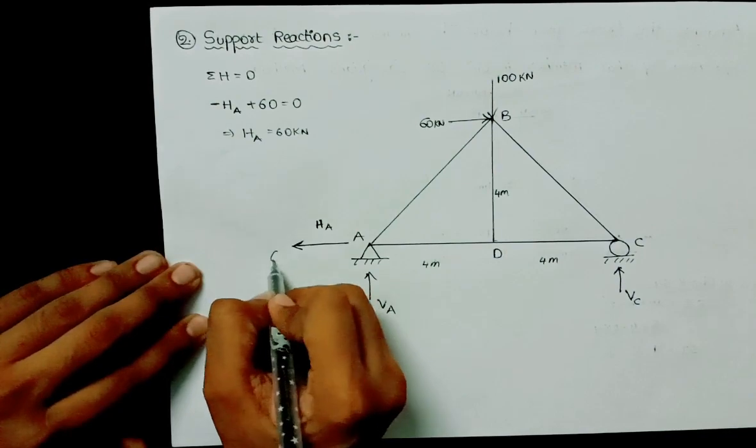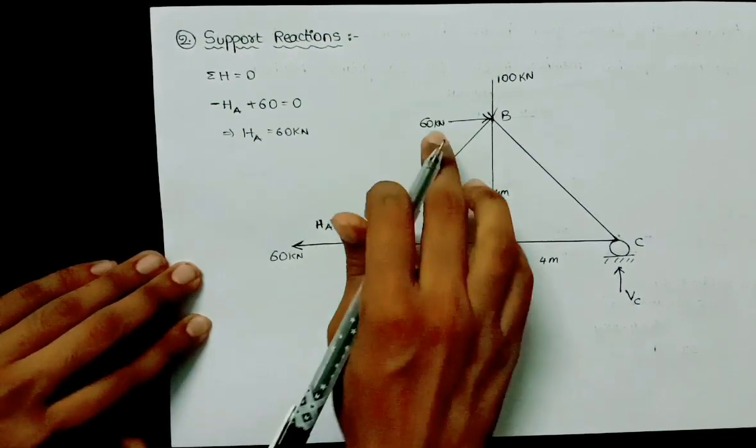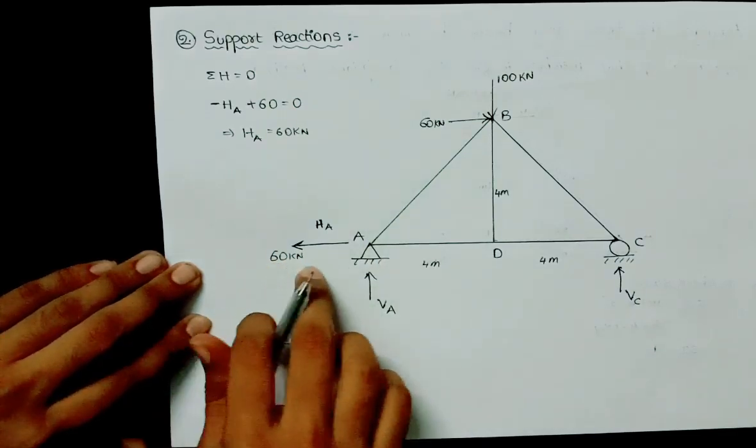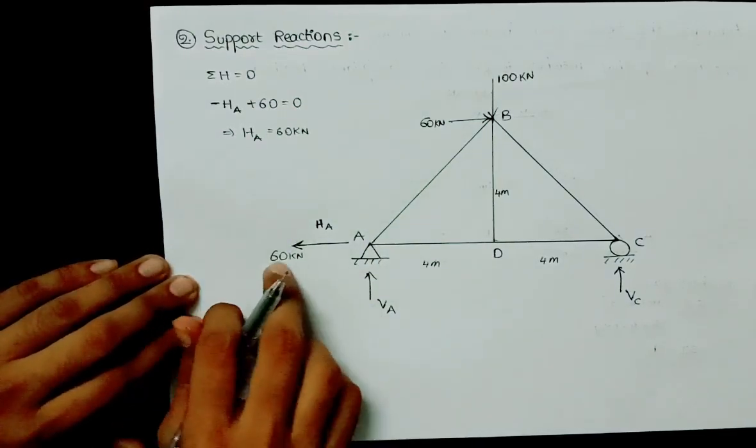So we got one reaction, 60 kilonewton. There is only one load, so in order to balance this one, I am applying the reaction in the opposite direction. So we got one horizontal reaction.